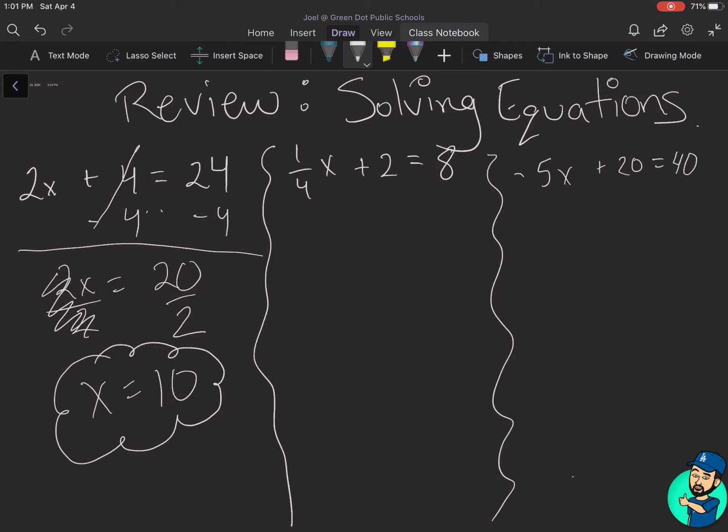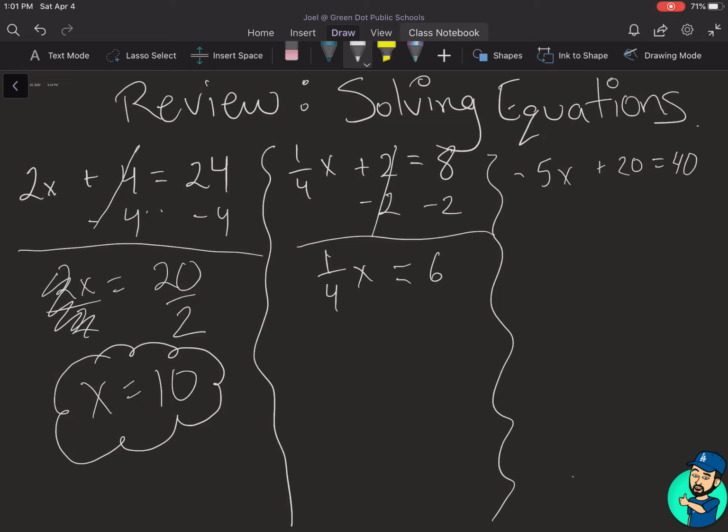Now the middle one. I first need to subtract 2 from both sides. 2 minus 2 is 0. I bring down the 1/4 x. Bring down the equal sign. 8 minus 2 is 6.